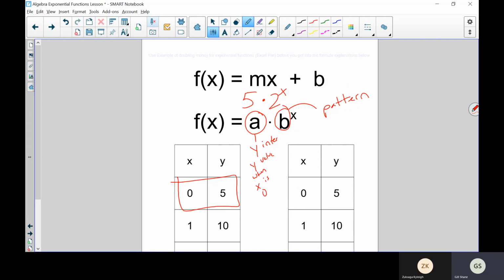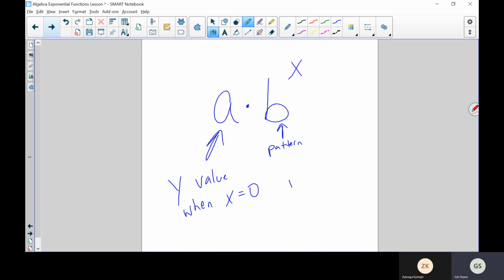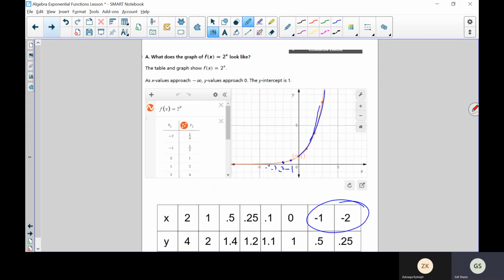Everybody done with that? All right, so there's one thing. Remember, the pattern is always based on multiplication when you're talking about exponential. You always think, what am I multiplying times to get the next number? So I'm multiplying by 2 to get to the next number. Always based on multiplication. That's the same thing we just talked about. B is the pattern, A is the y value when x equals 0. I just did it all on the same screen.